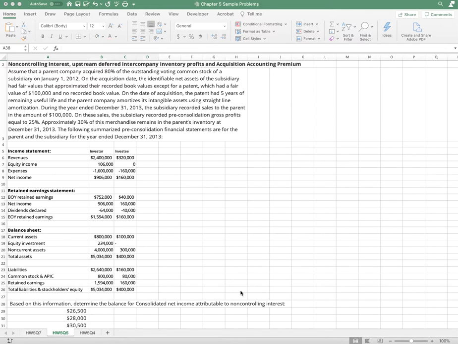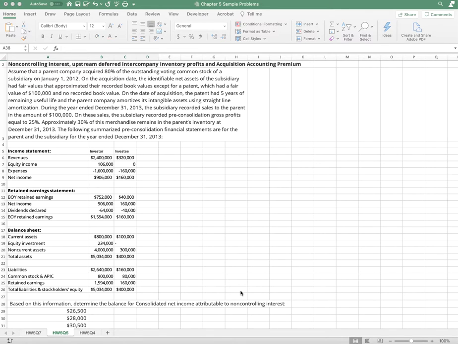On the date of acquisition, the patent had 5 years of remaining useful life, and the parent company amortizes its intangible assets using straight-line amortization. During the year ended December 31st, 2013, the subsidiary recorded sales to the parent in the amount of $100,000. On these sales, the subsidiary recorded pre-consolidated gross profits equal to 25%. Approximately 30% of the merchandise remains in the parent's inventory at December 31st, 2013.